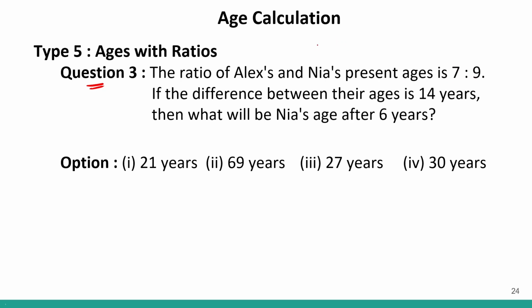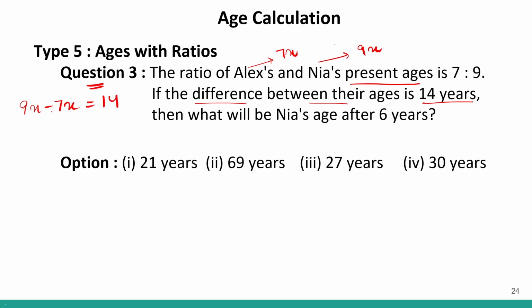So let's say the present age of Alex is 7x and the present age of Nia is 9x. The difference between their ages is 14 years. So 9x minus 7x is given to us as 14 years.